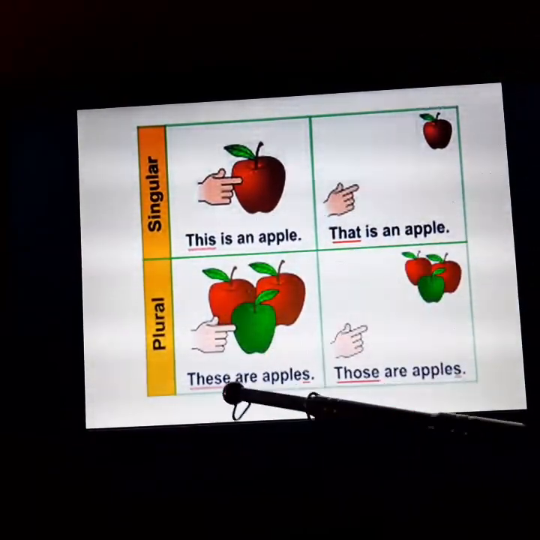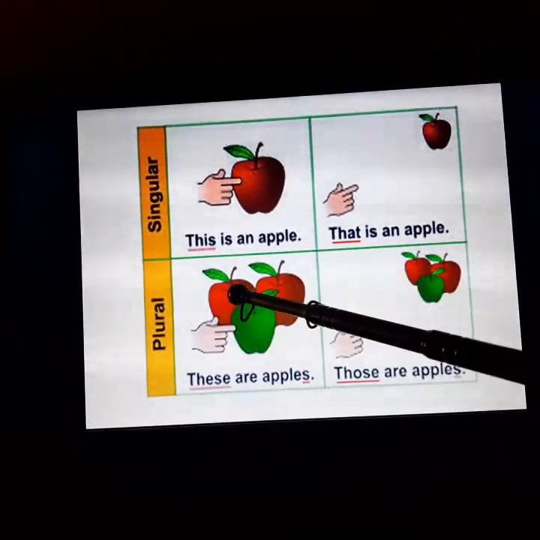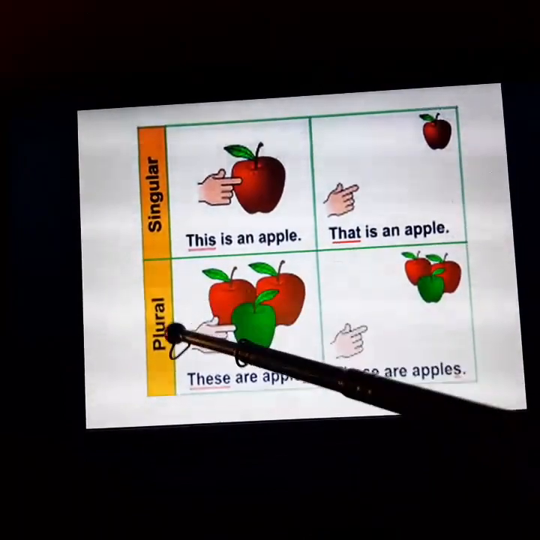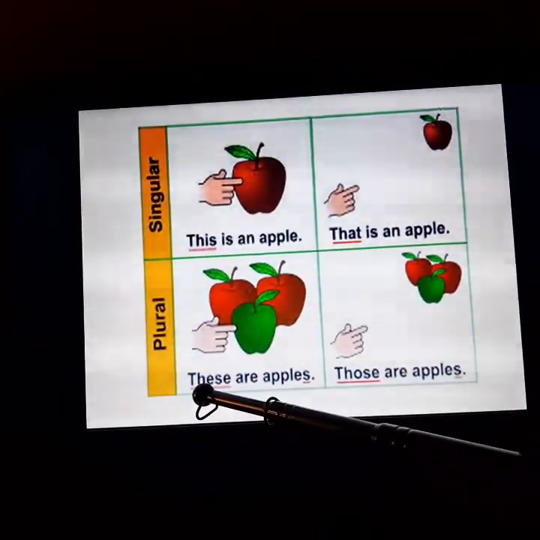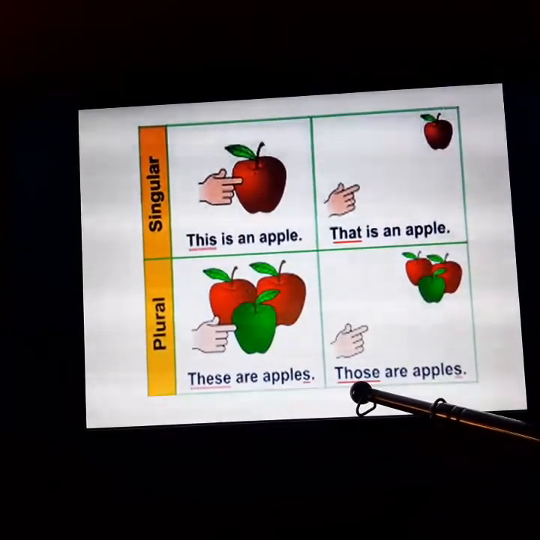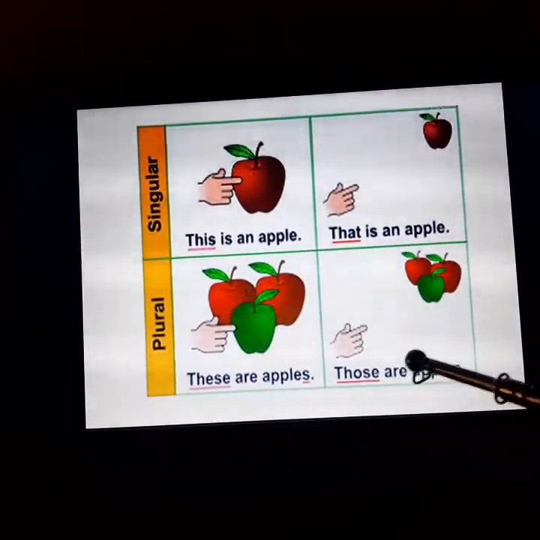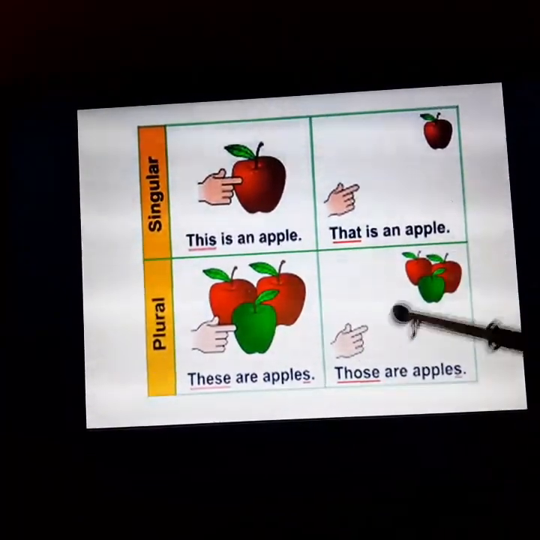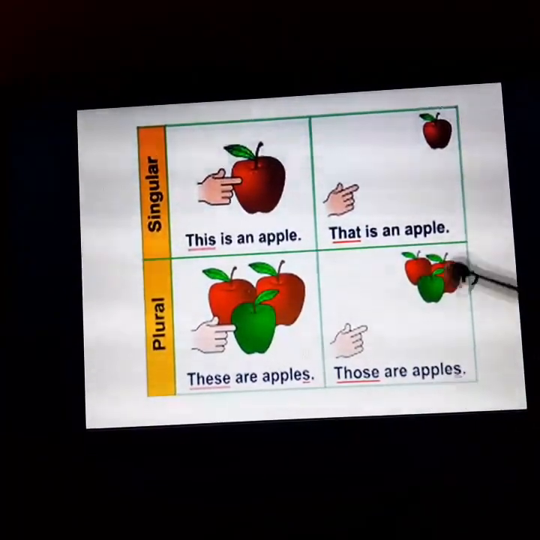Now let us see here. So there is more than one apple. So we will use these and it is near us. So we will say these are apples. Now we will use those. Those are apples. We are using those because it is far from us. Those are apples.